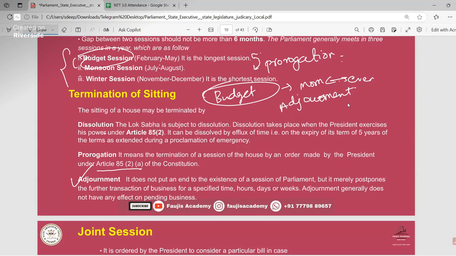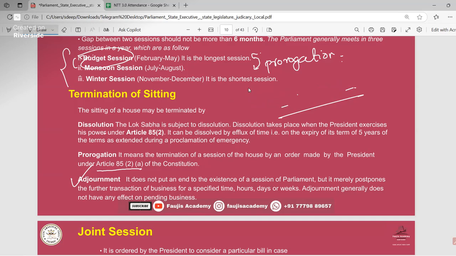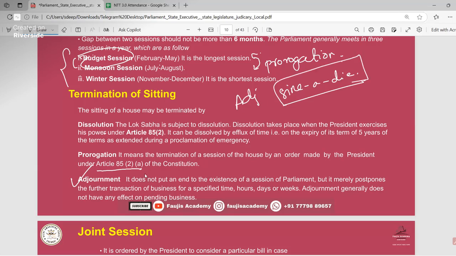But here, you know, when the next session of the Parliament comes in. Another thing related to adjournment is adjournment sine die. This is similar to adjournment, but you will not know when the house will commence next. While the house is being adjourned, the next sitting will not be announced. That is called adjournment sine die.